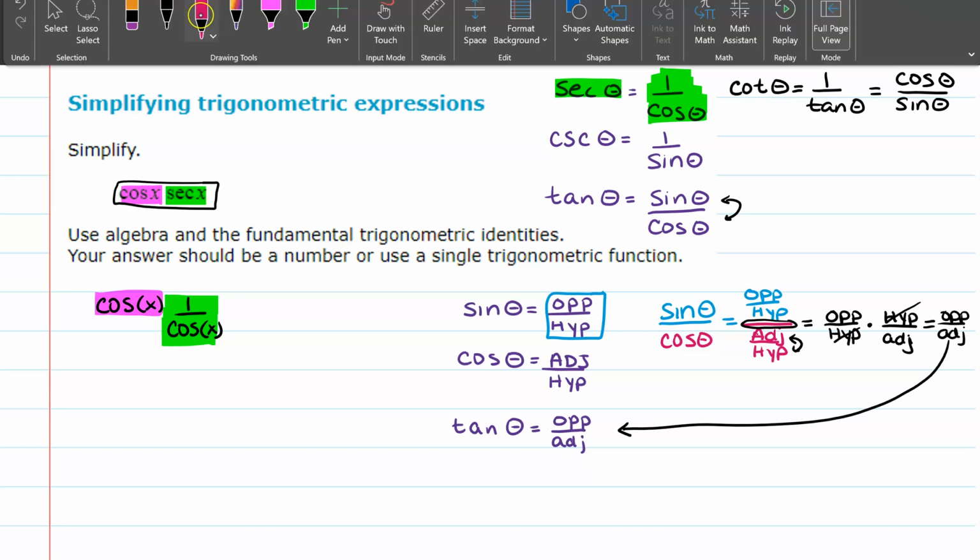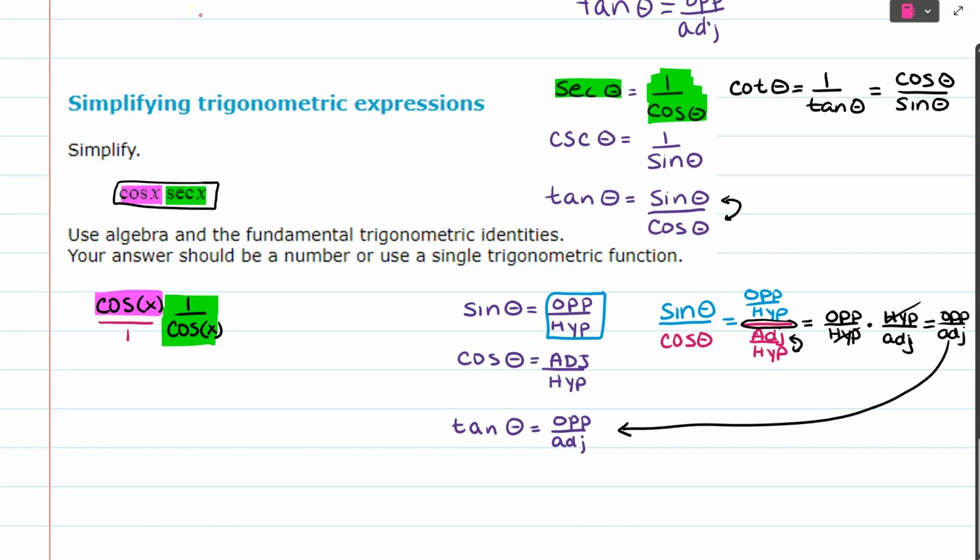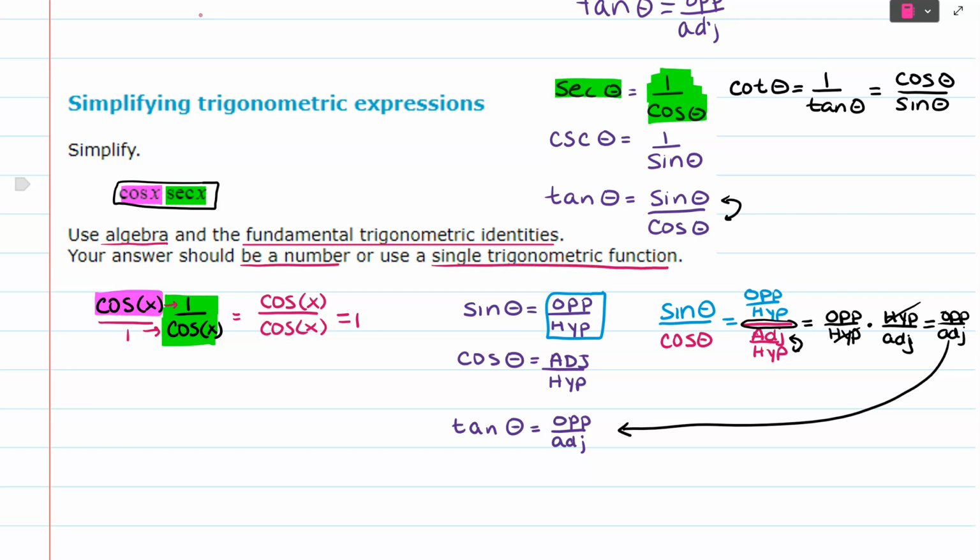So I'm multiplying 2 fractions. This guy technically has a 1 on the bottom. So I'm going to go straight across and get cosine of x over cosine of x. And when you divide something by itself, it's always 1. So we're using algebra and fundamental trig identities, and our answer is either a number or a single trig function. So here, this simplifies into just 1.